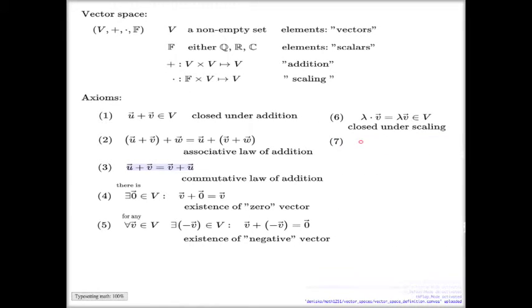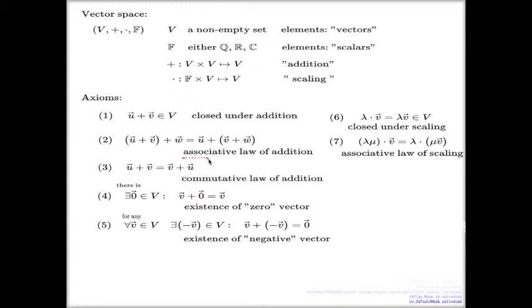7.1 looks like this. It says when you scale a vector a few times, you can scale instead only once, but with a multiple of coefficients. It's the one which deserves the name Associative Law of Scaling, because it looks a lot like this one. So again, it doesn't matter in which order you put the brackets in your scaling operation. 8.1 specifies how the unity acts in scaling. When you scale something with a unity, you end up with the same element.